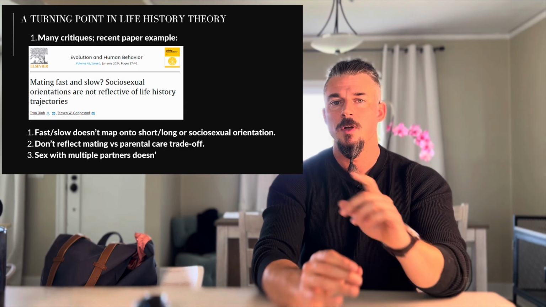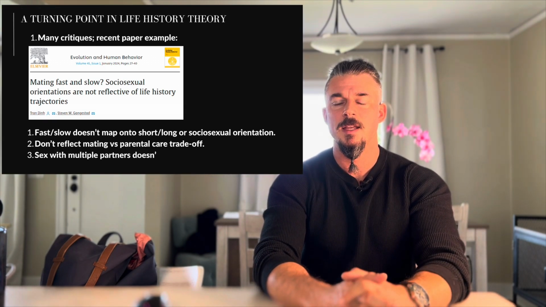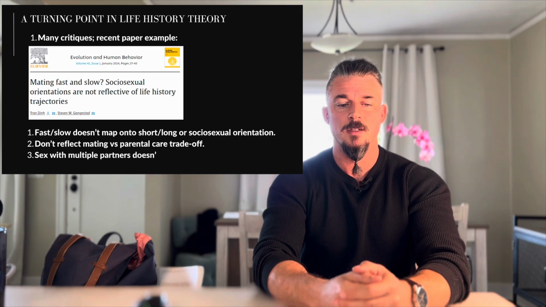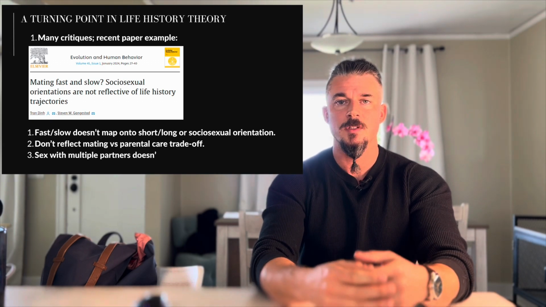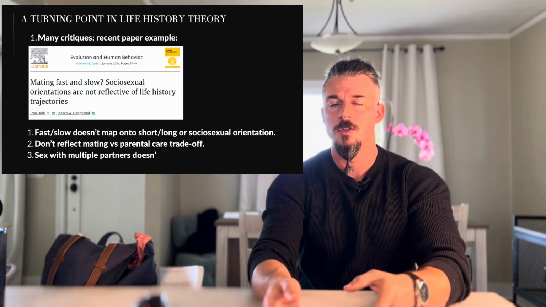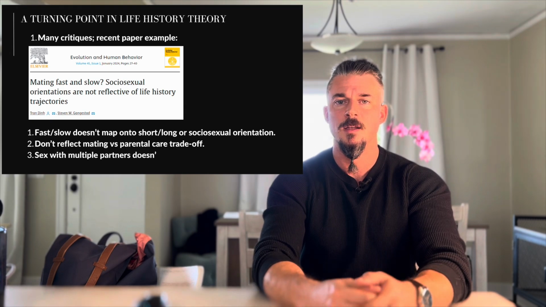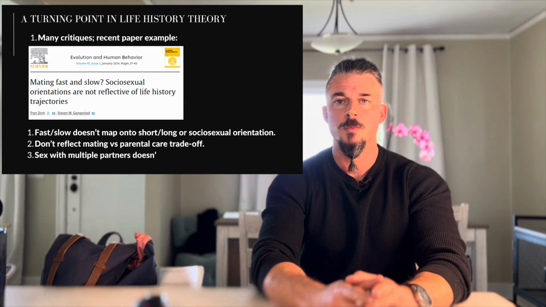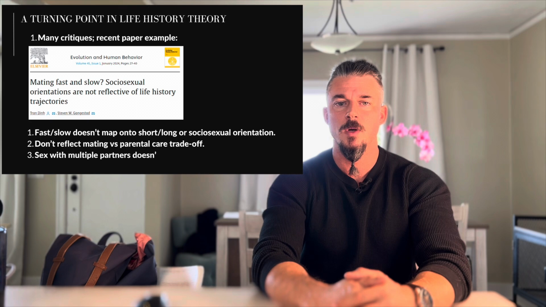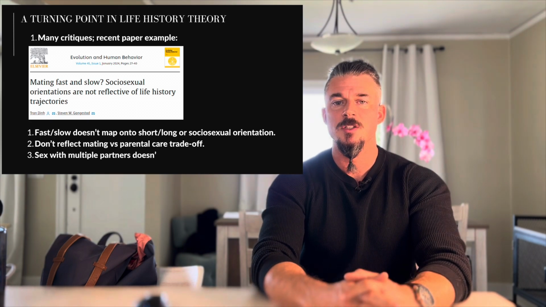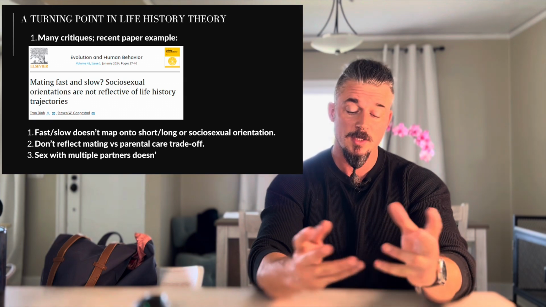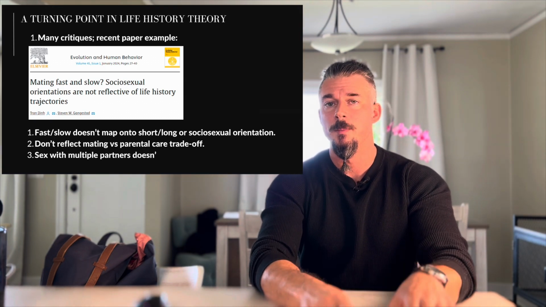Here is another paper, another example. This is by Dinh and Gangestad, two of the authors that originated the dual mating hypothesis. They've done probably most of the research on ovulatory shifts, that sort of thing. They're also very involved in research on life history theory as well. The title of this paper is "Mating Fast and Slow: Sociosexual Orientations Are Not Reflective of Life History Trajectories." The title of the paper kind of tells you what the big critique is.